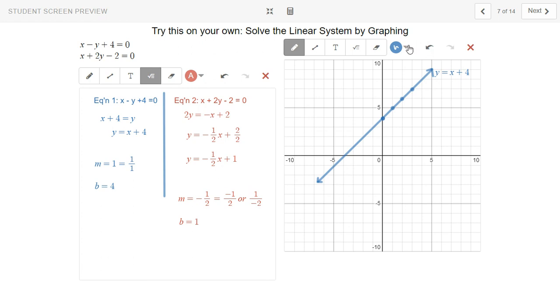Let's start at b. So b is 1. We're going to either use this one or this one. So if we're using this, we're going to go down by 1 and to the right by 2. So down 1, to the right by 2. Down 1, right by 2. Down 1, right by 2. Can extend this line.